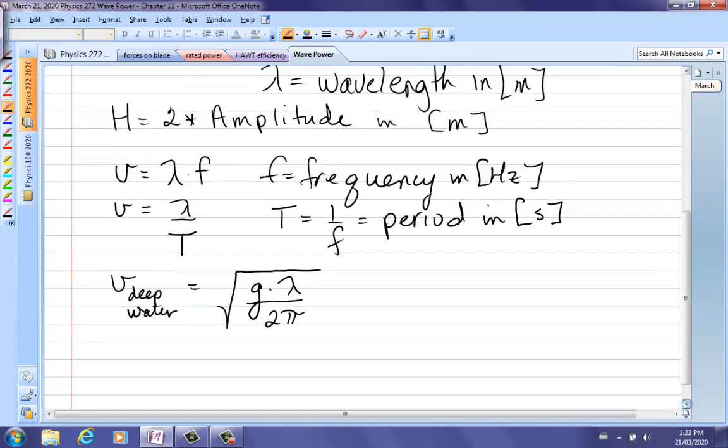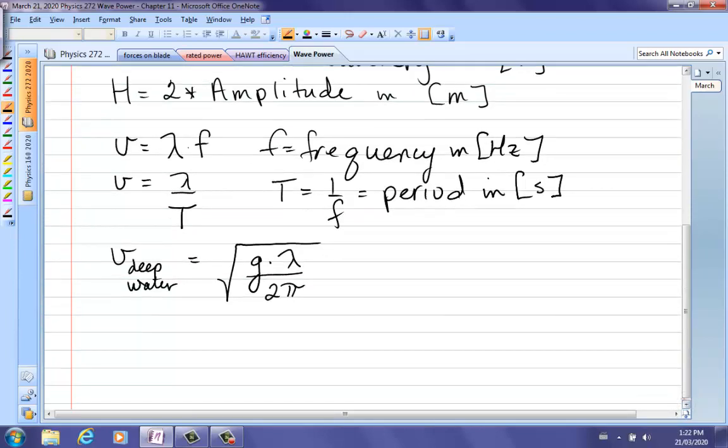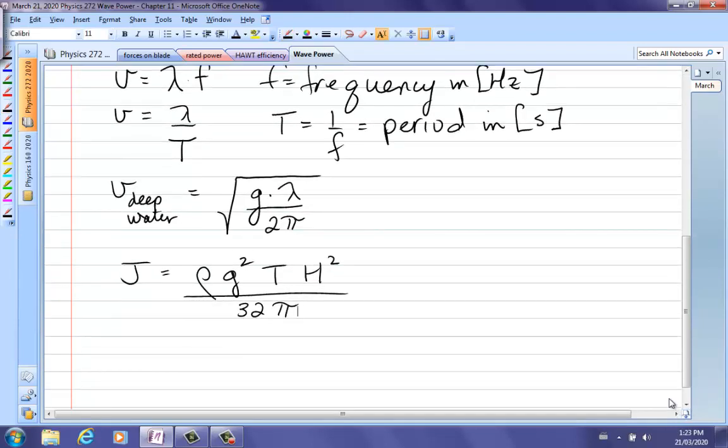Okay, now the power in the wave, I'm not going to derive it here, I'll just tell you what it is. It's often expressed as power per meter of wave crest length. So this gets a new symbol called J, and this is equal to rho G squared T H squared over 32 pi. Okay, so what are all these variables?